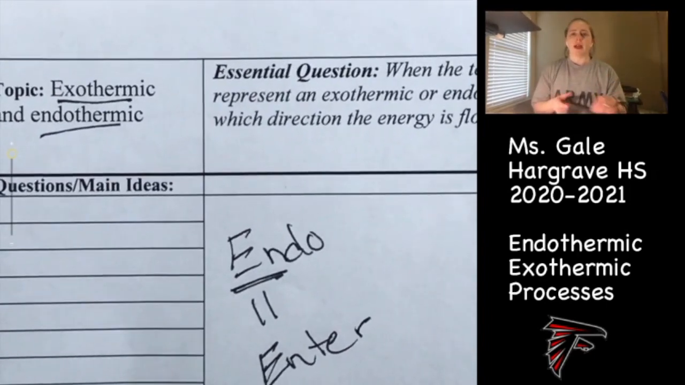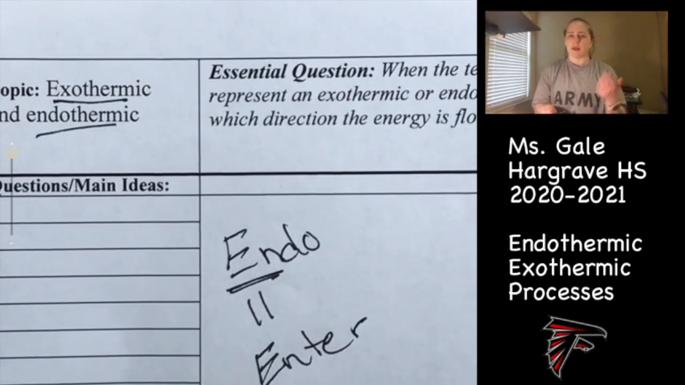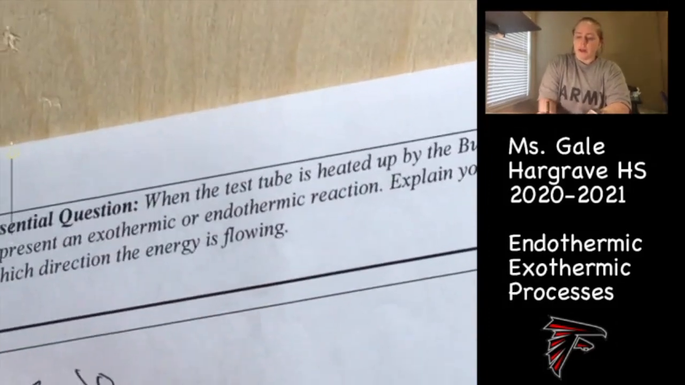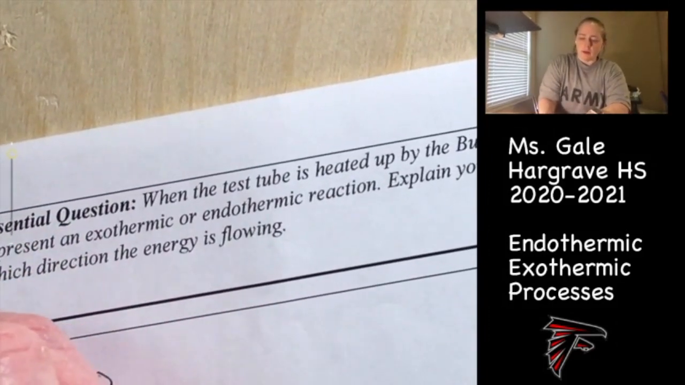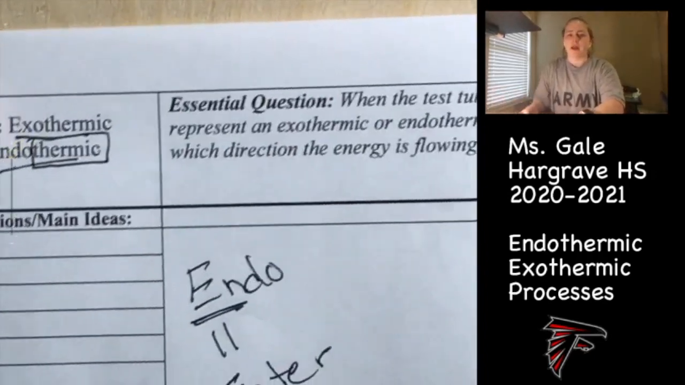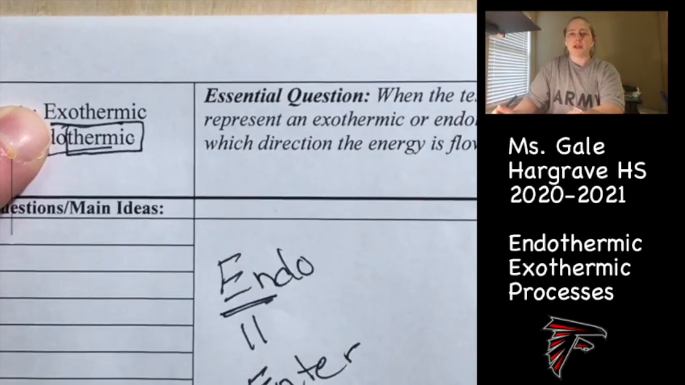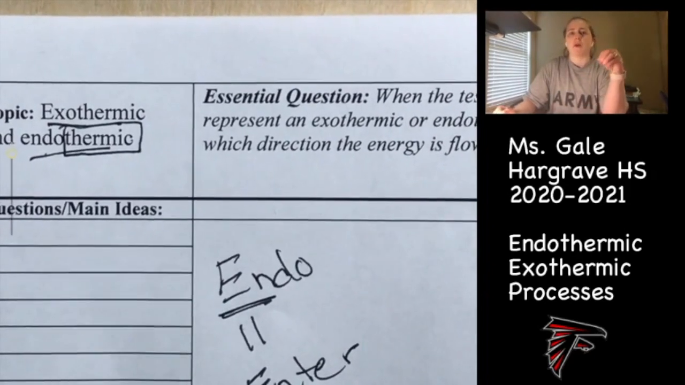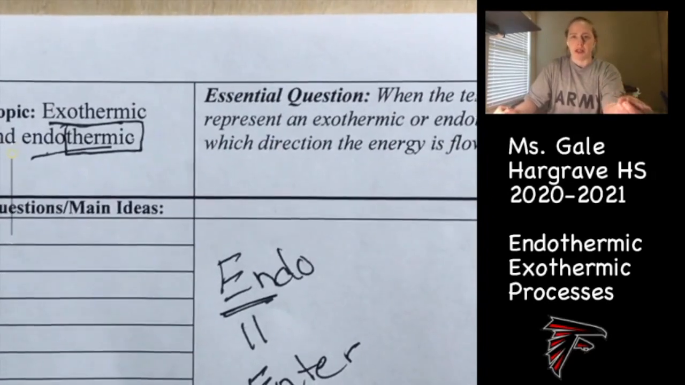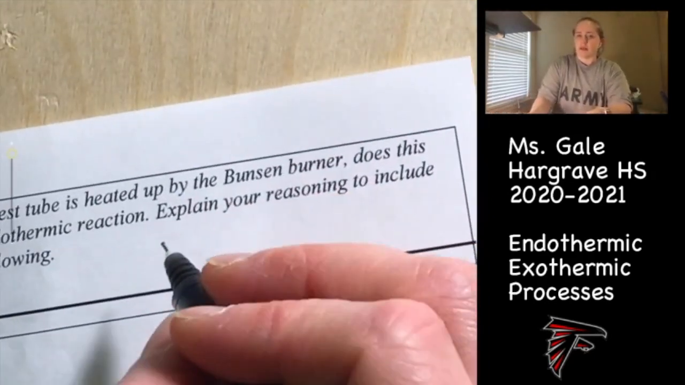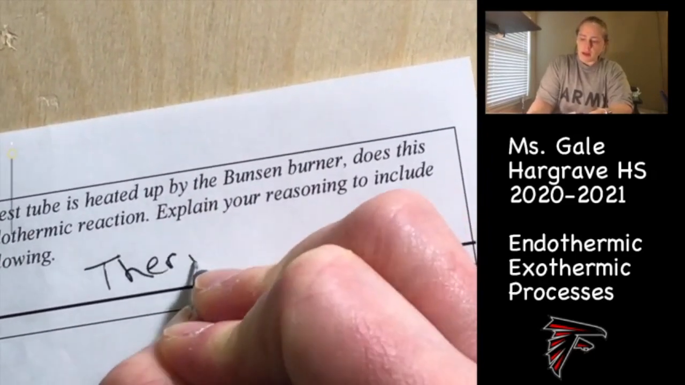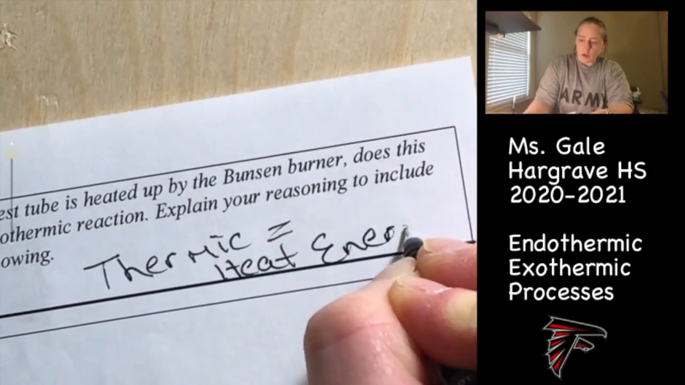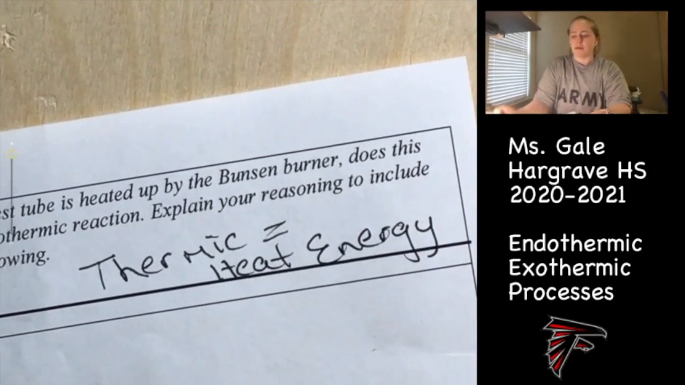So let's go back real quick and review what we learned last week in defining endothermic and exothermic. When we look at these two words, I want you to look at thermic. When we think of thermic, think of temperature or energy. Specifically, when we're talking about endothermic and exothermic, we want to think heat energy. So I'm going to write that right here: thermic equals heat energy, or thermal energy.